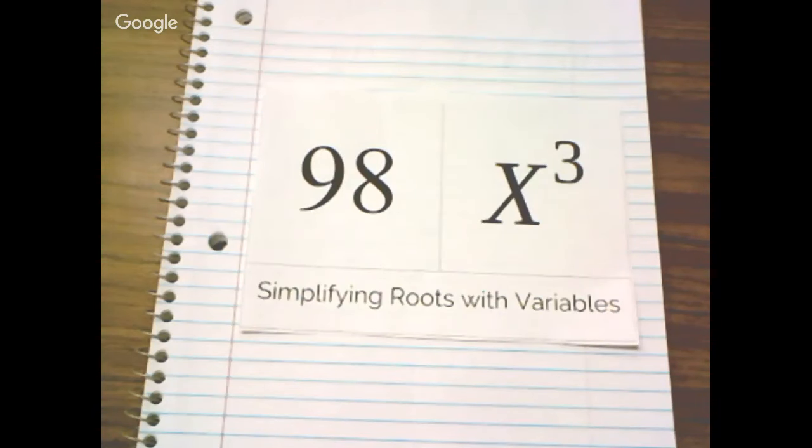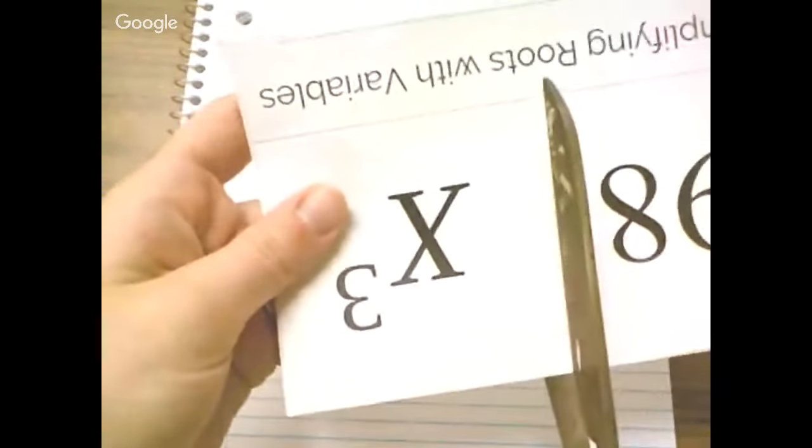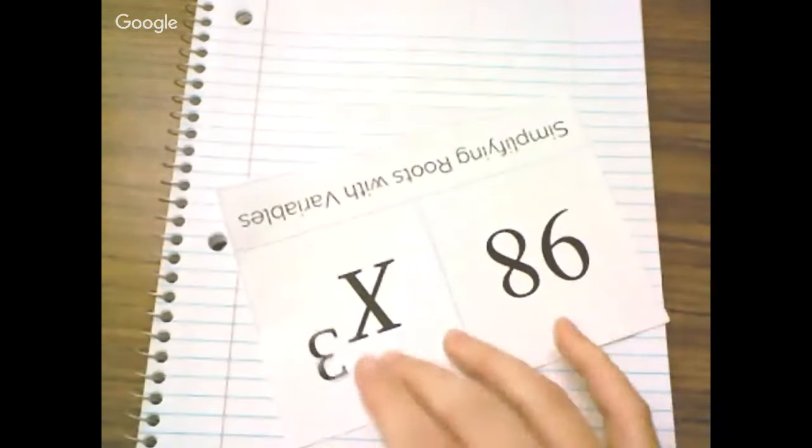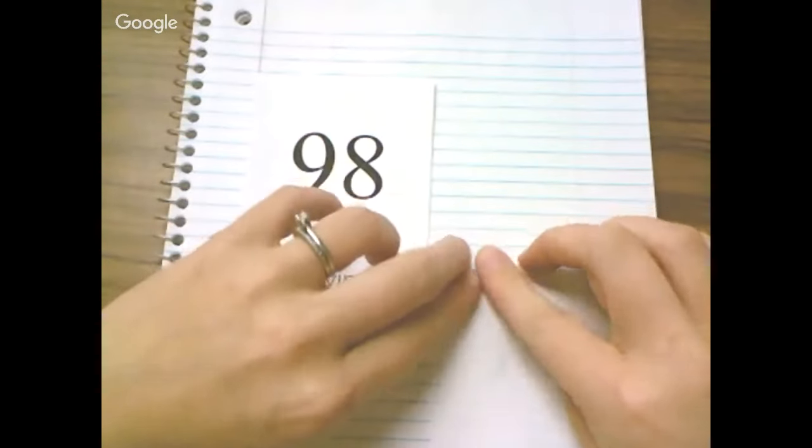We're going to be making a foldable today about simplifying roots with variables. So take the cutout that you were given in class. All we need to do is make one cut right in the middle between the 98 and the x to the third power.